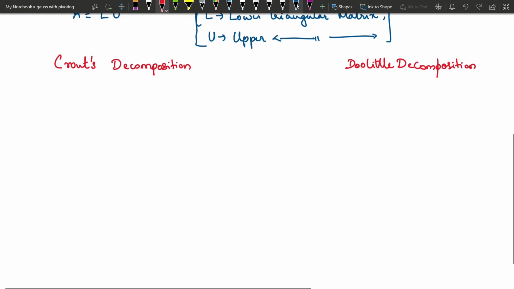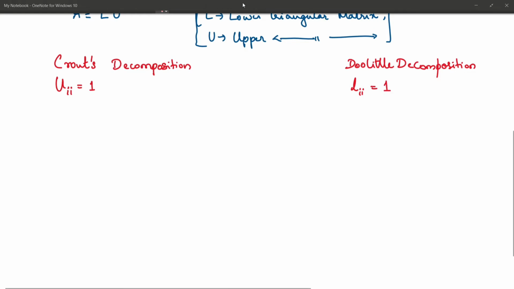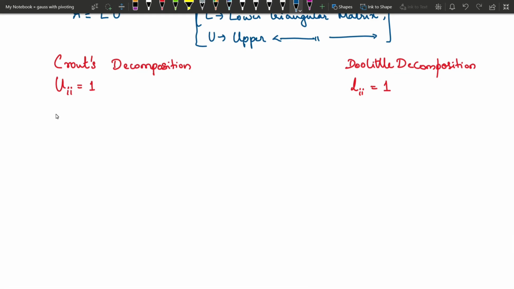So we have two methods for decomposition. One is Kraut's decomposition and the other one is Doolittle decomposition. In Kraut's decomposition, we will write diagonal elements of upper matrix as 1, whereas in Doolittle decomposition, we will write diagonal elements of lower matrix as 1. So let us see how to write these matrices.